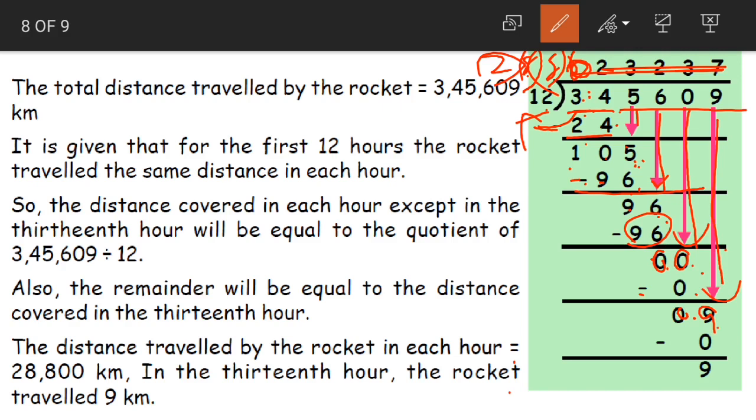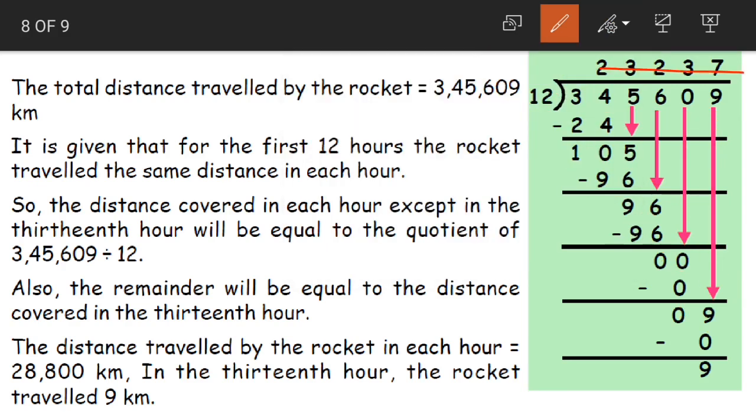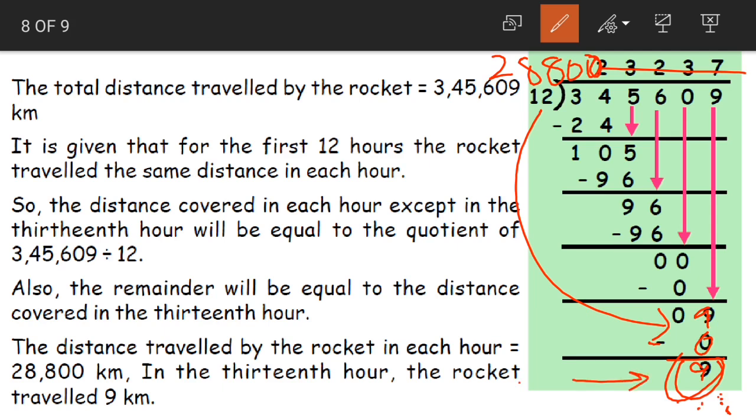9 is the next digit that is brought down. Now 9 we cannot further divide. Yes or no, children? We cannot further divide it. Now this 9 here is less than 12. What is the lesser number than 12? 0. So 12 zeros are 0 again. So 9 minus 0 is 9. This is our difference. We cannot further divide this 9. So this 9 becomes our remainder.